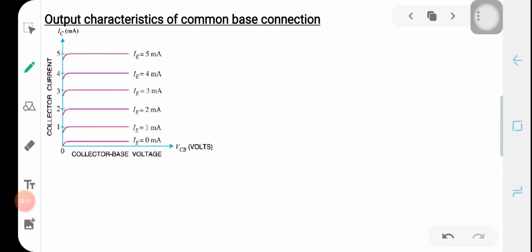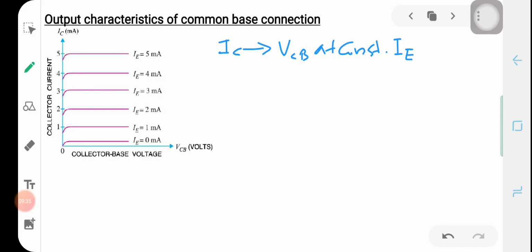in the collector current. But in the output characteristics, we have to consider only the variation of the collector current with the output voltage. So in the case of output characteristics of a common base connection, we have to consider the variation of the output current, denoted by IC, with the output voltage, that is VCB, keeping the emitter current constant, that is at constant IE.